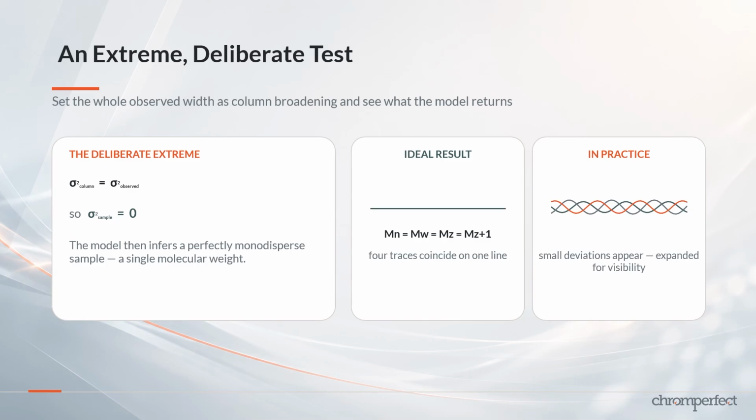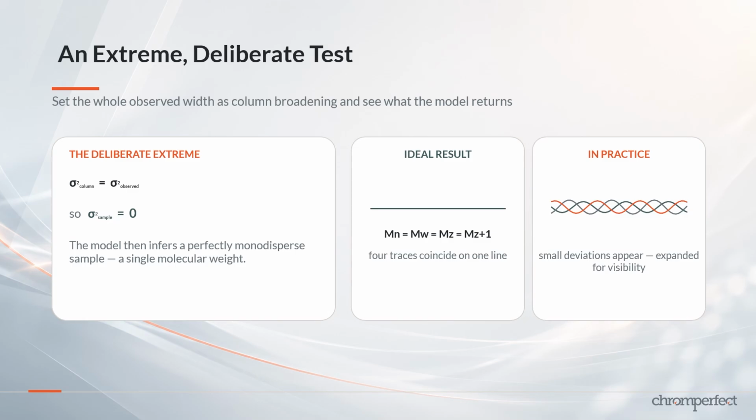Now, assume deliberately that the column sigma value is set equal to the observed peak width. The correction model will treat the complete observed width as chromatographic broadening. It will therefore infer that the true sample distribution has zero width and is monodisperse. The calculated molecular weight average traces should become horizontal and overlap. The molecular weight distribution traces should also overlap, and all molecular weight markers should appear at the same position.